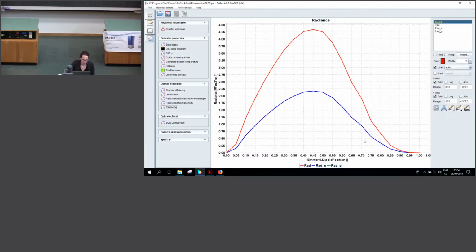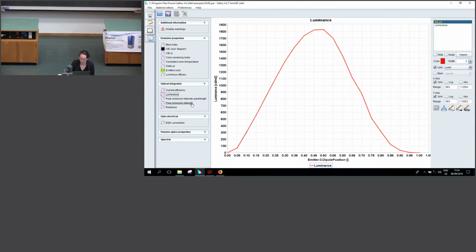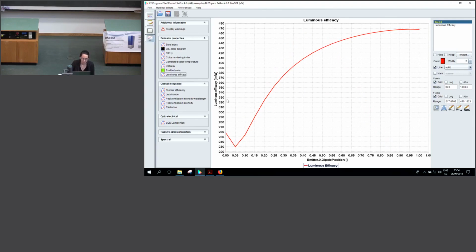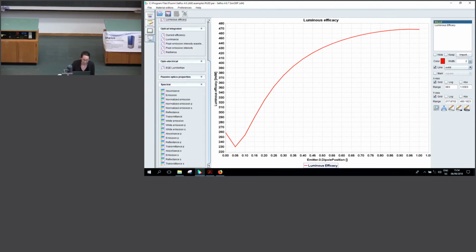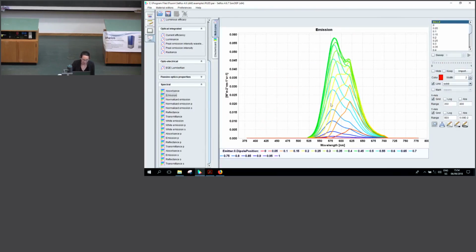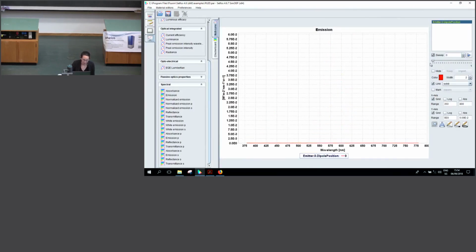Okay, and then you see that the radiance changes as a function of dipole position. So does also the luminance and the efficiency. And in the spectral, you will then see the emission as a function of position. So if we sweep it, we will see that there is a shift of the emission to shorter wavelengths, the closer the emission to the cathode.